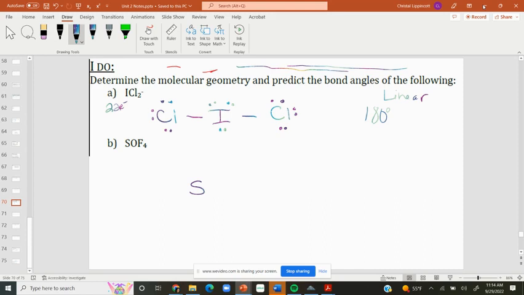What's going to have to happen to this sulfur? Extended out. Expanded octet. Yep. So we're going to have 5 things coming off of this guy.